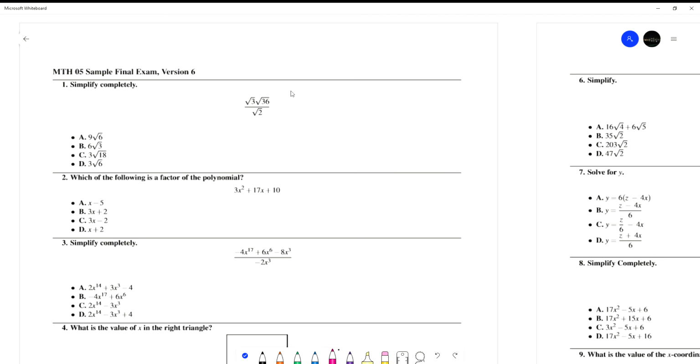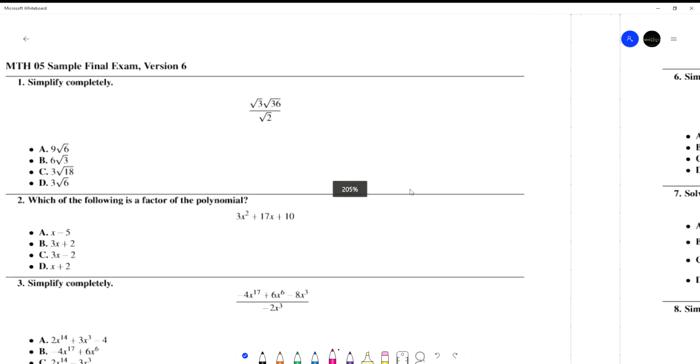So we can combine it. Let me zoom in a little bit. We could combine these under one radical. I don't normally write this out. I'm just showing you this is the law that you can use to combine. So the 2 divides into the 36, and you get 18.